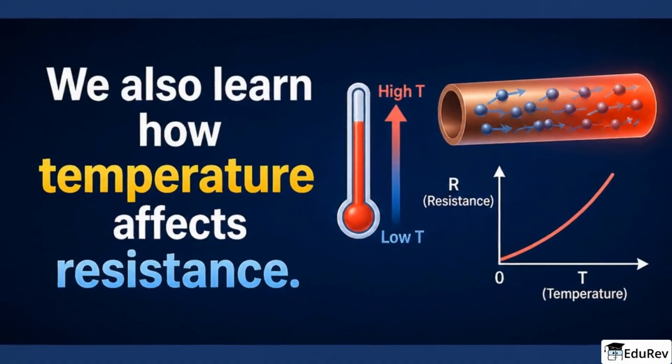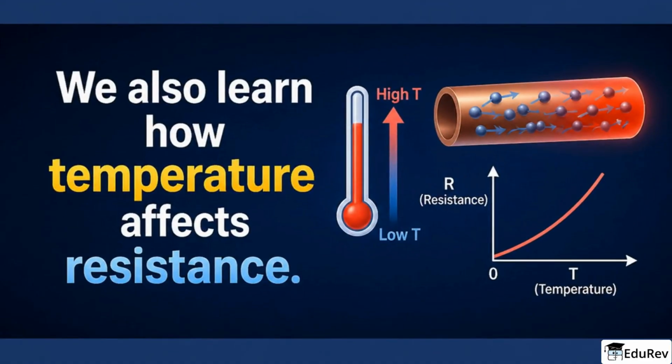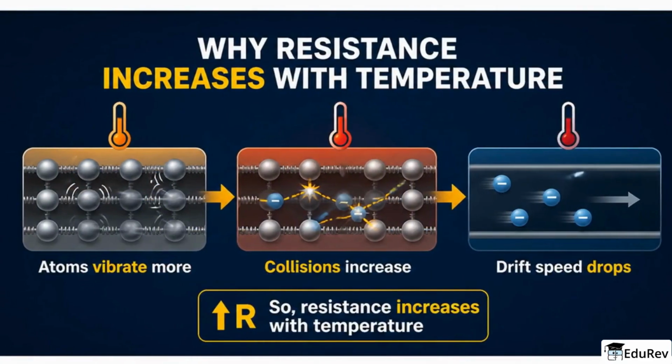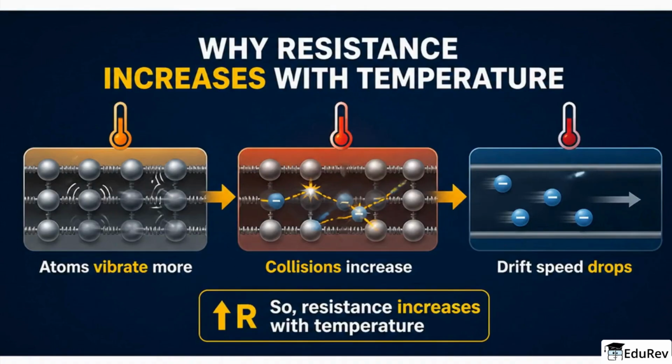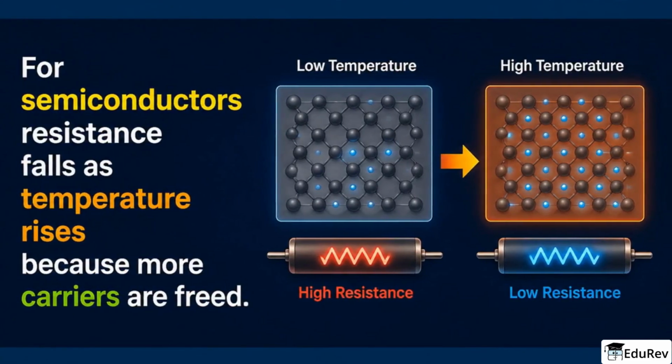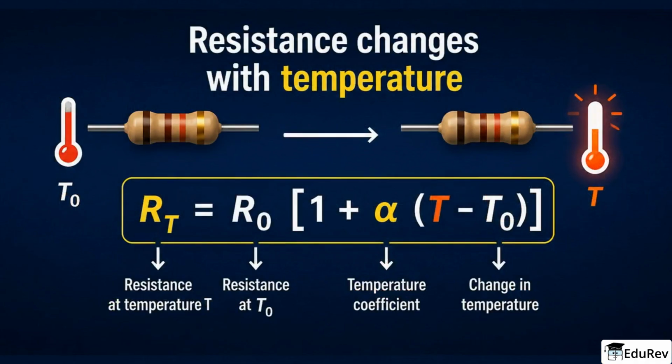We also learn how temperature affects resistance. For metals, resistance rises with temperature. Because atoms vibrate more, collisions increase and drift speed drops. For semiconductors, resistance falls as temperature rises because more carriers are freed. The temperature formula connects change in resistance to the coefficient alpha. So R_T equals R_0 times the quantity 1 plus alpha times temperature difference.